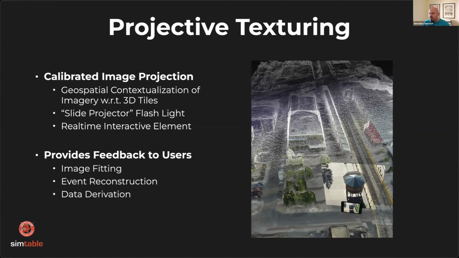But really what this now empowers us to do is geospatially contextualize imagery with respect to 3D tiles. You can think of this as a slide projector or a flashlight with a transparency on the front that I'm shining about the room. And we find it most powerful when it's interactive. It's great that it provides our users feedback when they're fitting imagery, when we are performing an event reconstruction, having multiple of these projective textures interacting with each other, and the data that we can derive from the consensus that we see between these images.